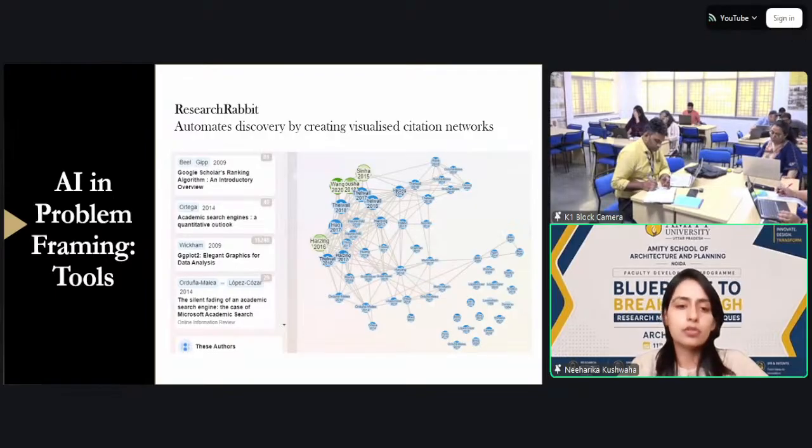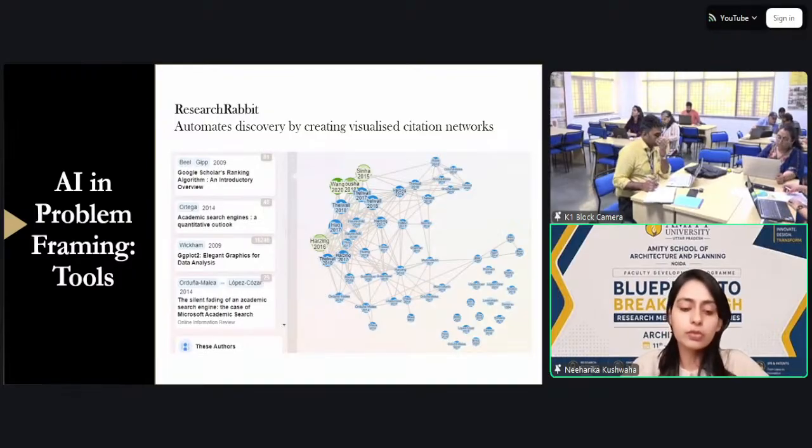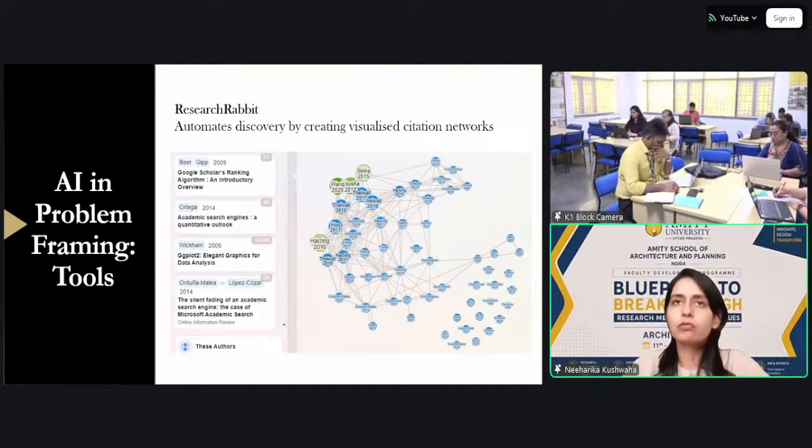Let's look at some of these tools. I'm sure Research Rabbit is something most of you would have heard about or even worked with. It's a useful tool for literature discovery. Instead of traditional keyword search, it helps you create visualization citation networks. Researchers can see how authors, papers, themes are all interconnected over time. And it transforms the literature review into a more exploratory and visual process.